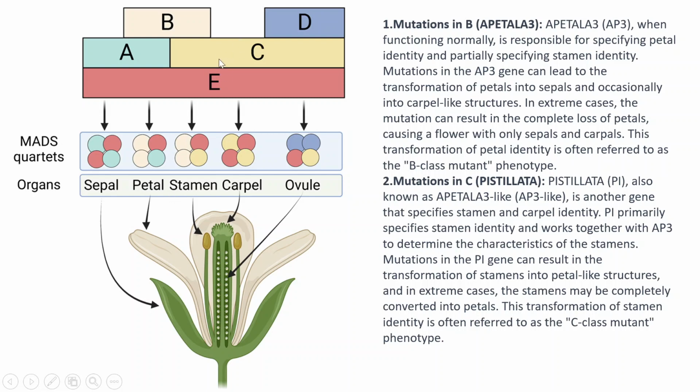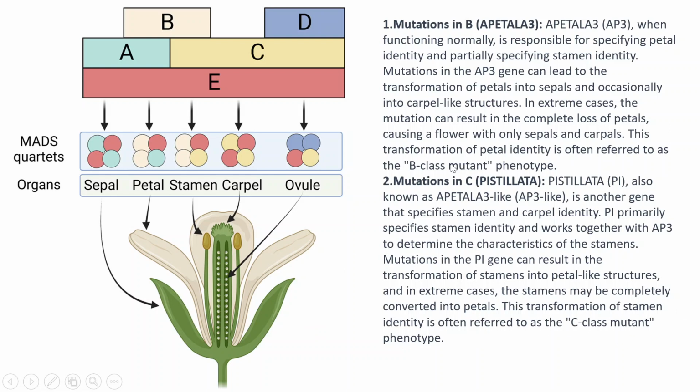So now you see, if you do not have C, we have A, B, and E. Now A, B, and E will form a petal-like structure. So the stamen will be absent and it will more look like a petal. And in extreme cases, stamens may be completely converted into petals. So this is what happens in extreme cases of C mutations. This transformation of stamen is often referred to as C class mutant.